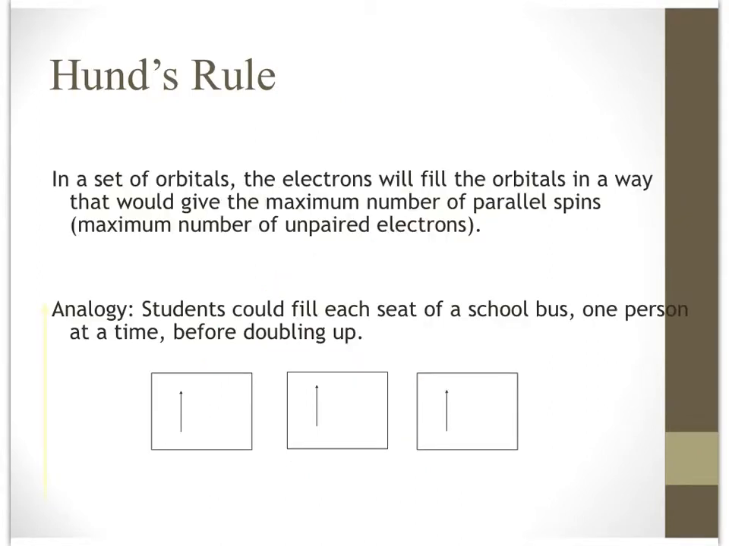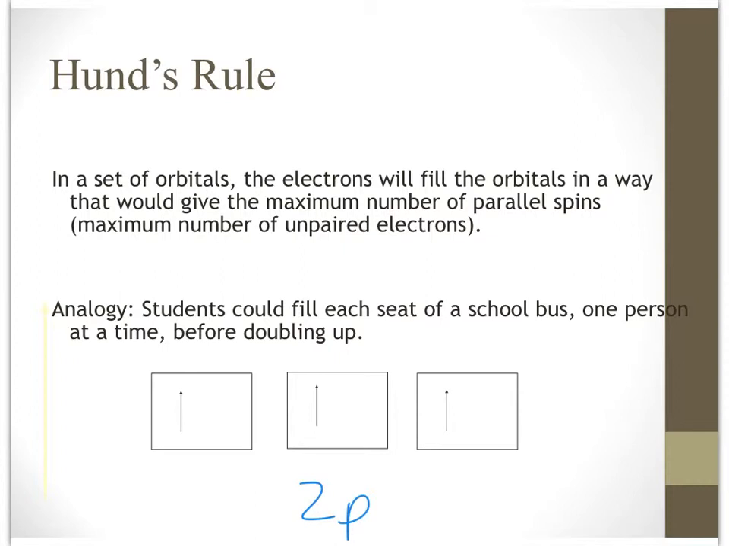So our next rule is Hund's rule. And what Hund's rule says is that in a set of orbitals, so let's say this is like the 2p, and a p subshell always has 3 orbitals, which are represented by the 3 boxes, as opposed to the propellers. So in a set of orbitals, in this set of 2p orbitals, the electrons fill in such a way to give maximum parallel spins, maximum unpaired. Basically, each electron wants as much space as it can possibly have.